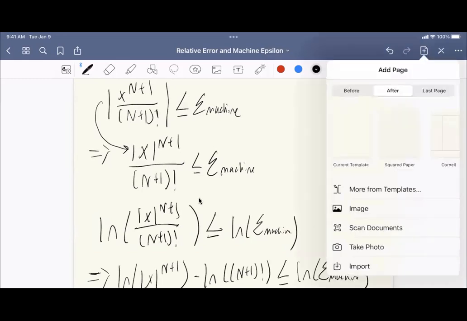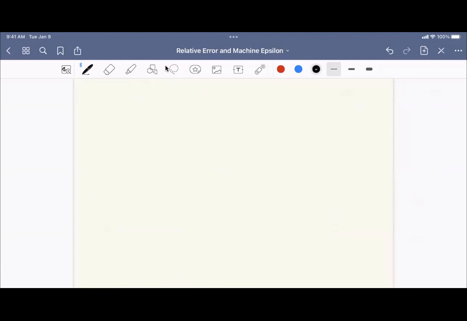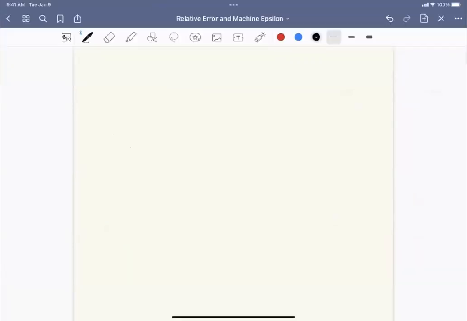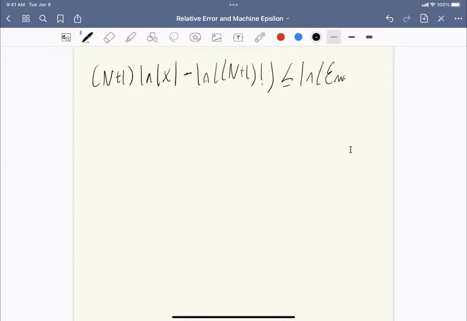Now, from this, we can expand this further. We can use the property of bringing the exponent down to the front. So this becomes n plus 1 times the natural log of the absolute value of x, minus the natural log of n plus 1 factorial.